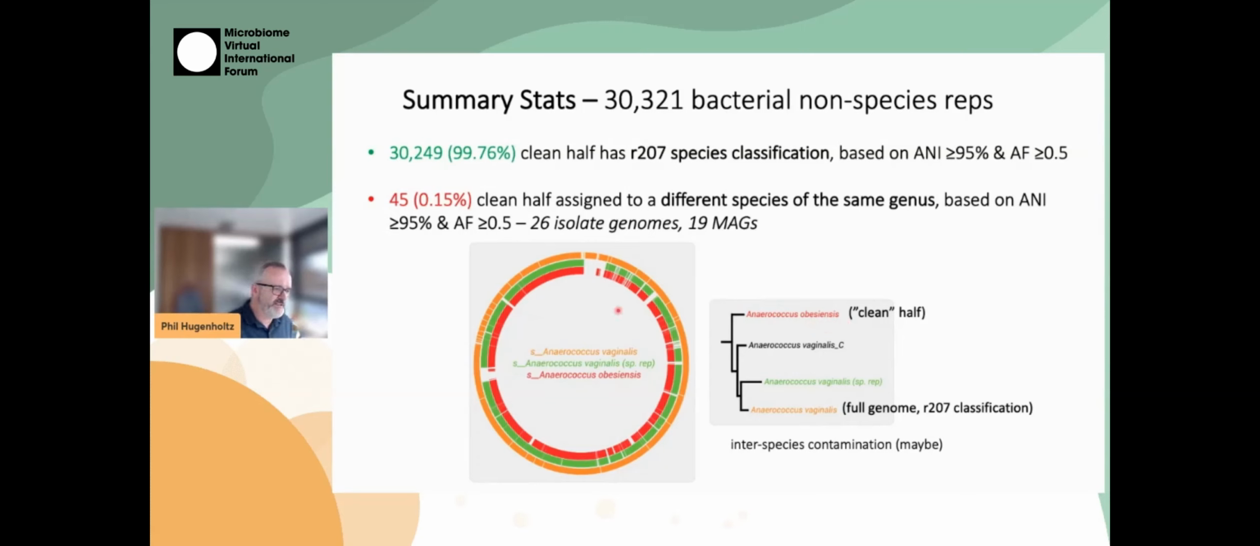Ironically, it's questionable whether this is actually contamination, because this is basically a very tightly related series of species. It could be that this is just movement of this genome between species due to the tight clustering, and it may not actually be contaminated. Regardless, the bottom line was that if we had reclassified just the clean half, these would now represent different species of the same genus. So we count these as contributing to changes in the taxonomy.